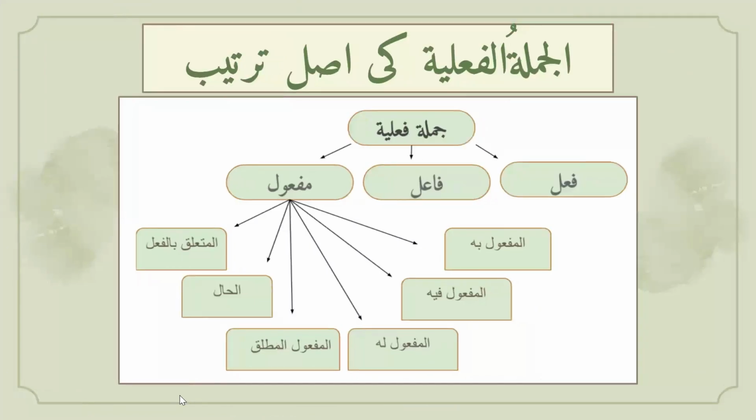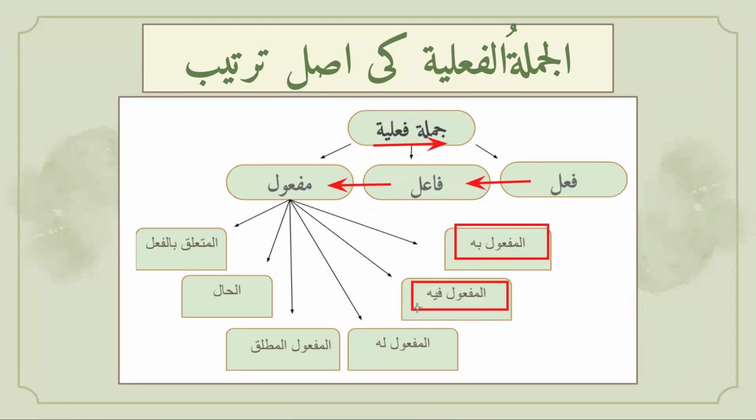This is the original regular sentence structure or sequence. In a regular Jumla Fi'liyah, first you have fi'l, then you have fa'il, and then maf'ul. And in maf'ul, you can have either maf'ul bihi or maf'ul fihi. Sometimes in the same sentence, you can have multiple maf'ul. Like the maf'ul bihi tells you who or what is the direct object, and maf'ul fihi tells you when and where the action happened, and maf'ul lahu tells you the reason.